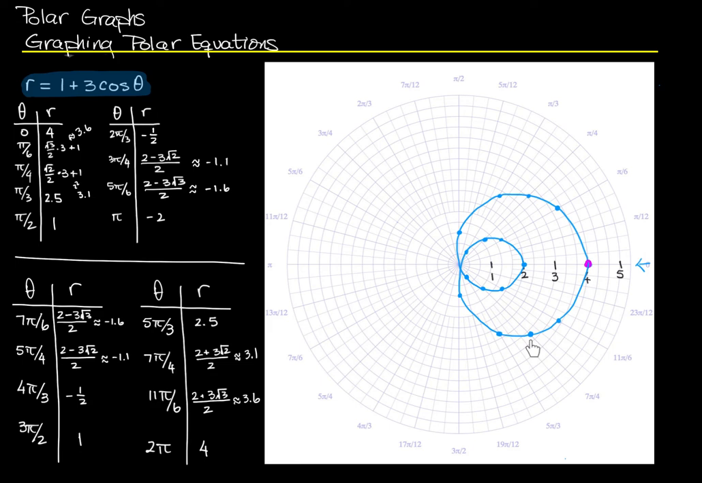In the next screen, I'm going to do one more example of graphing a polar equation, but I'm going to do it a lot faster because I want you to see another example, but I don't want you to have to sit through the tedium of seeing this part again. So let's do one more example of graphing a polar equation.